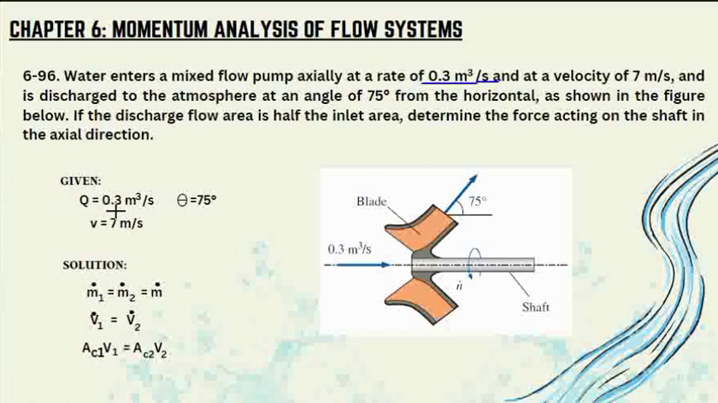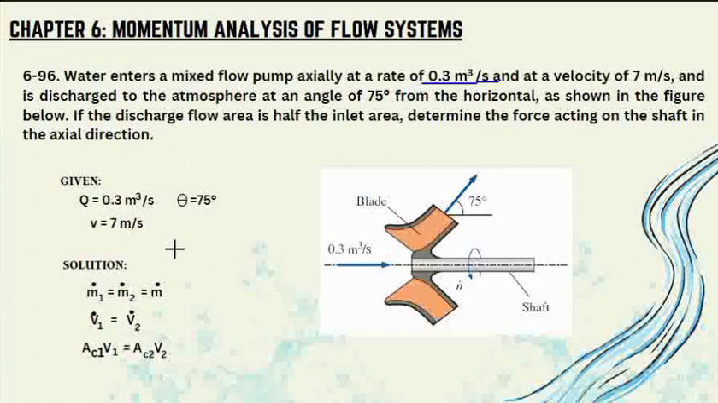So in this problem, our given are Q is equal to 0.3 cubic meter per second, our angle is 75 degrees, and our velocity is equal to 7 meter per second. For our solution, water enters a centrifugal pump at a specified rate and velocity, and leaves at an angle from the axial direction. The force acting on the shaft in the axial direction is to be determined.